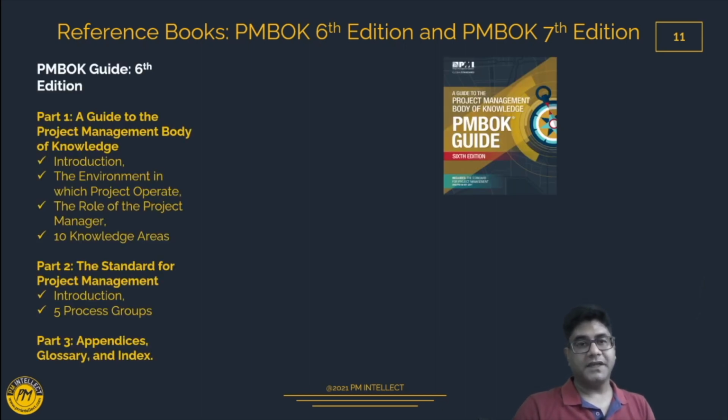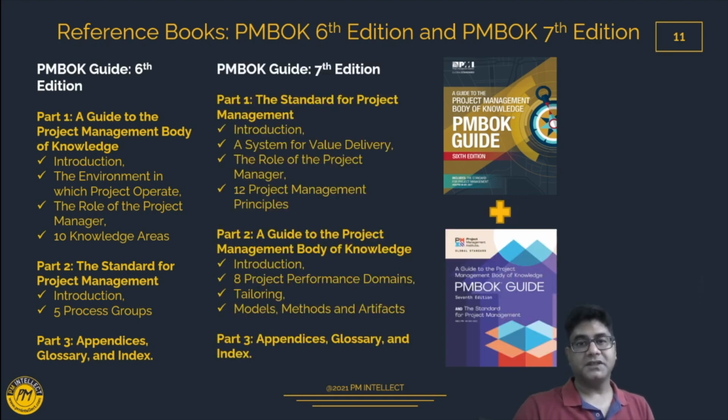The PMBOK 6 edition basically has the process based approach. It has a total of 10 knowledge areas and 5 process groups in which it is covered. The PMBOK 7th edition is basically covered with 12 project management principles as well as 8 performance domains. In case you want to understand the difference, you can refer to my previous video which has been released on YouTube. You can go through that and understand what the difference is.